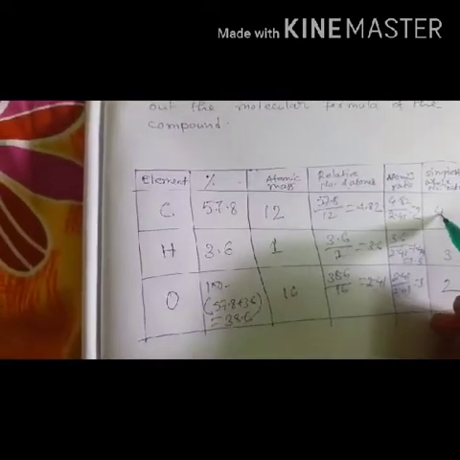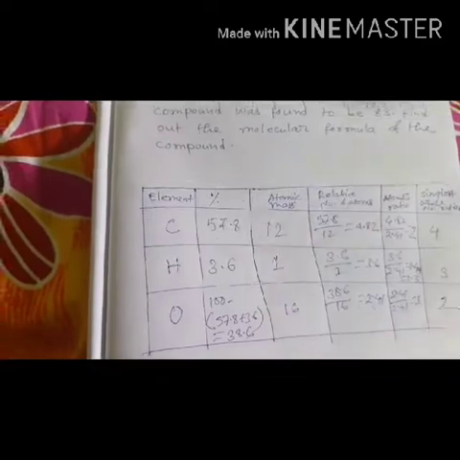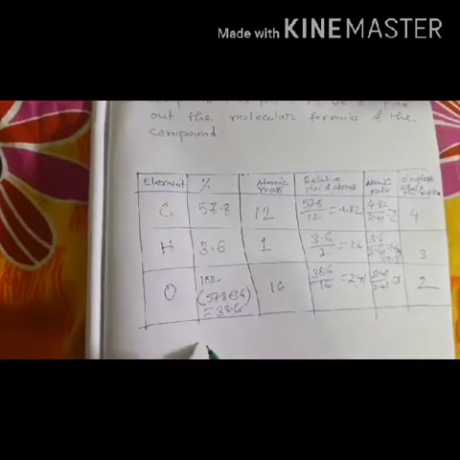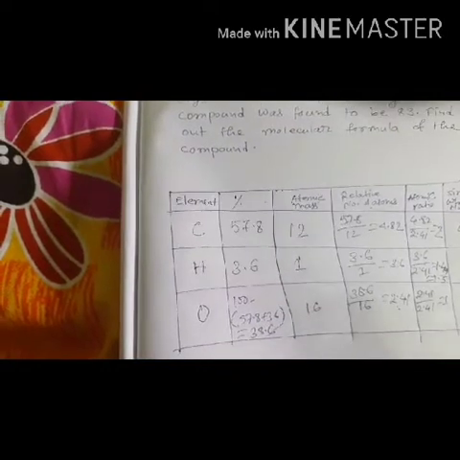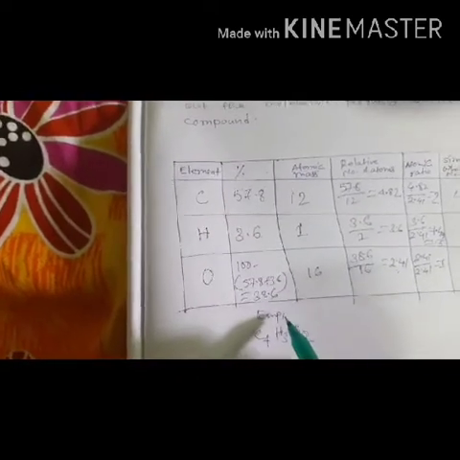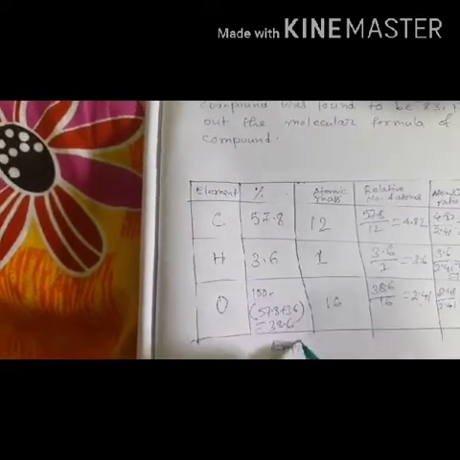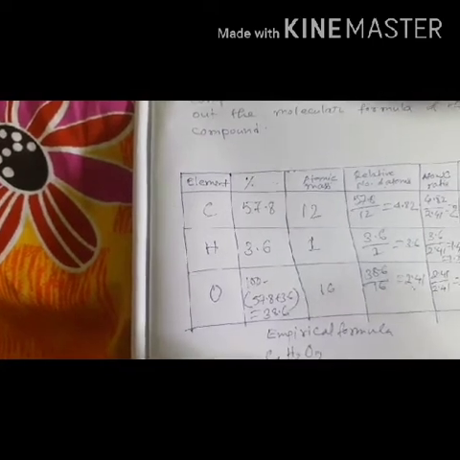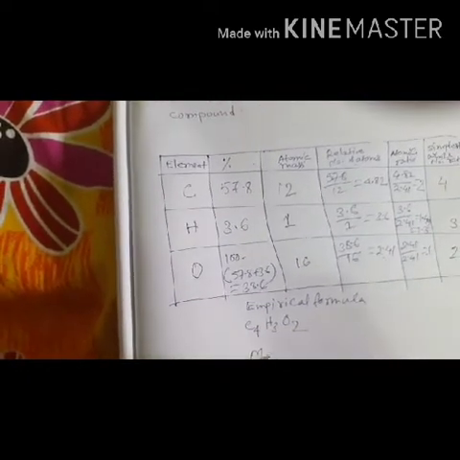That means, you know that the empirical formula consists of the elements having the simplest whole number ratio. So carbon is to hydrogen is to oxygen is 4 is to 3 is to 2. So carbon 4, hydrogen 3, oxygen 2. That is the empirical formula. The empirical formula will be C4H3O2.